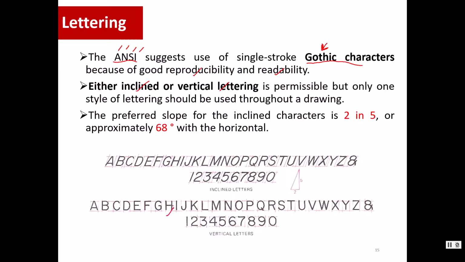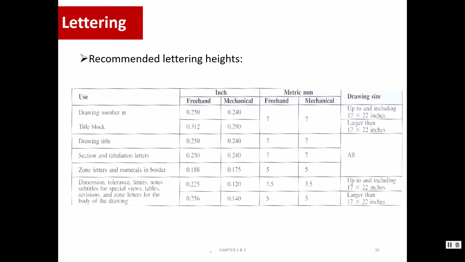It can be either inclined or vertical lettering like this one. If we choose to do inclined lettering, it should be 68 degrees with the horizontal, or else it should be 2 in 5 like this. So these are the standards by ANSI. Here are more details of the standard in terms of the drawing number, the size, the drawing title, zone letter, and so on. You can have a look at this.